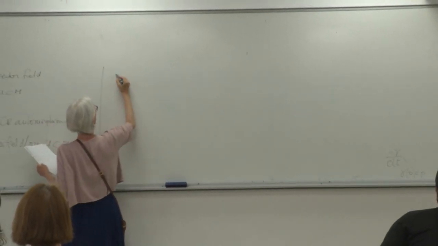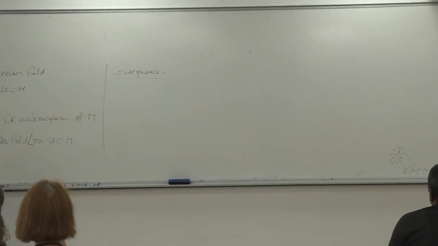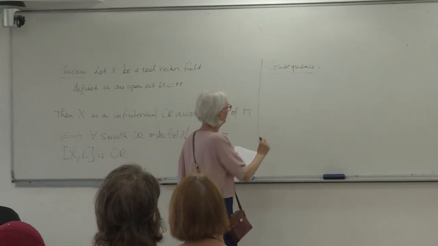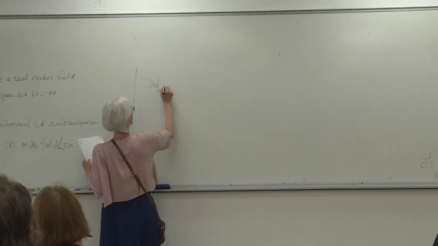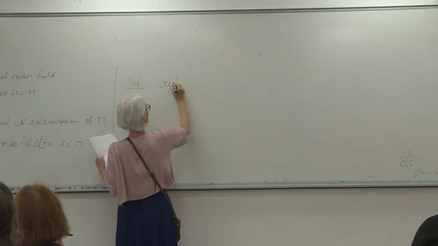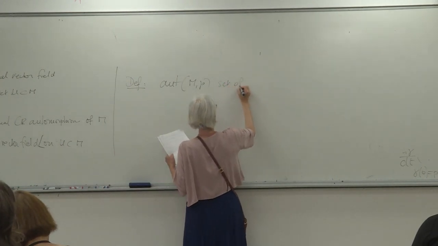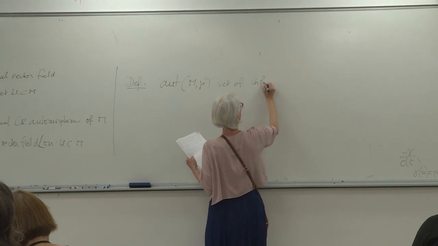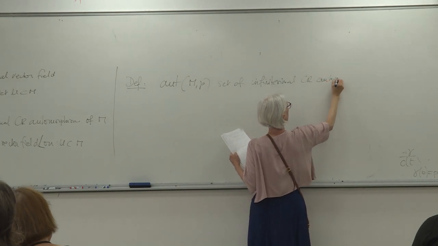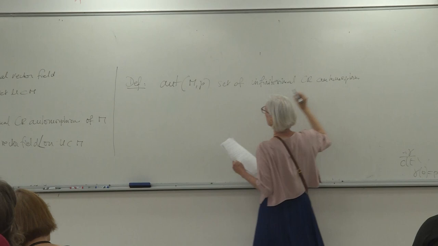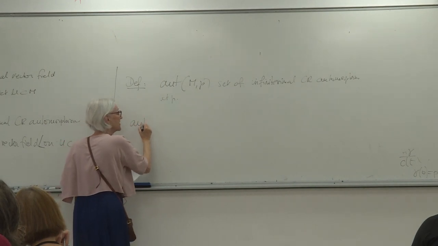Consequence. So this, the set of all these X, is called, first, before the definition, another definition, we call that Aut M at P. It's a set of infinitesimal CR automorphisms at P. And the claim is that Aut M at P is a Lie algebra.